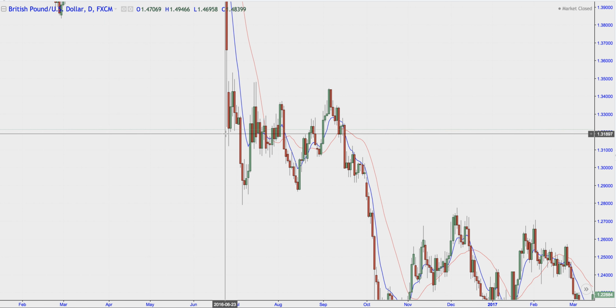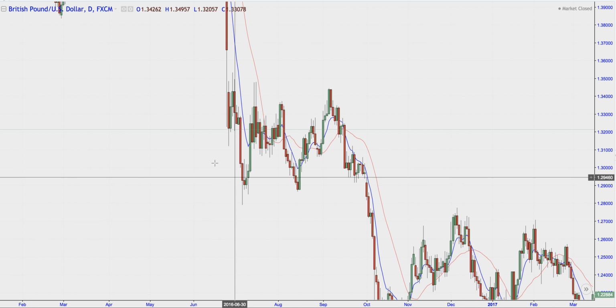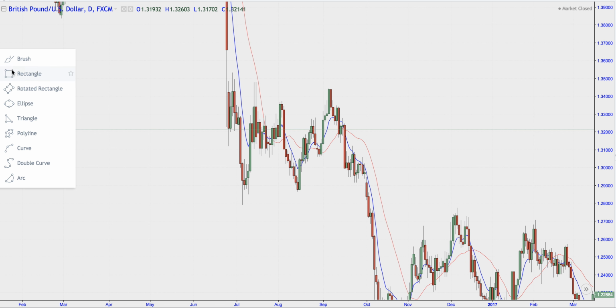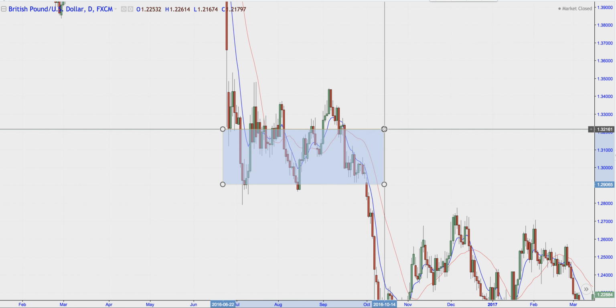This 1800 pip fall was massive for this pair, and I'm going to show you what happened afterwards. After that, we created a level of support. I'm going to use this rectangle tool right here and show you the support. For me, this was at 1.29. All the key levels I'm going to be sharing are not just one price, it's an area. So from 1.29, we had a range of 450 pips.